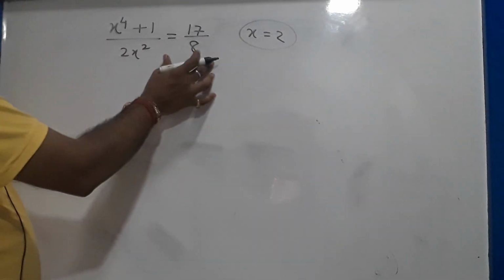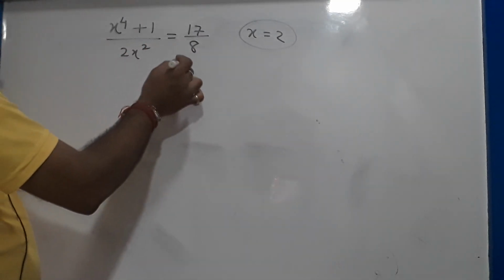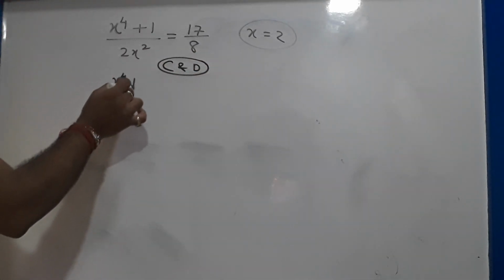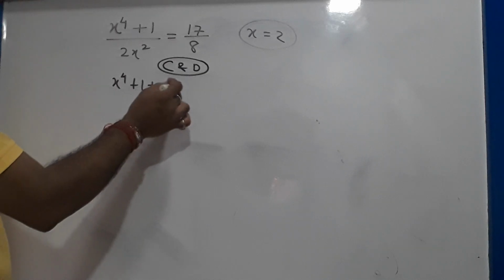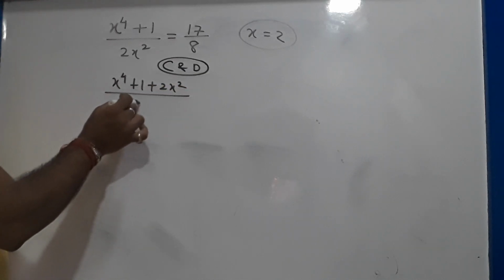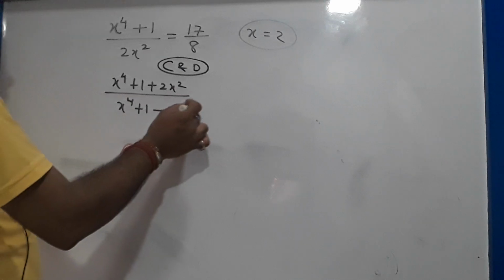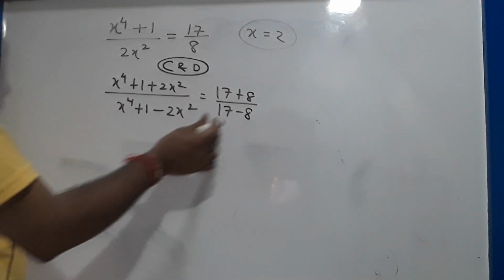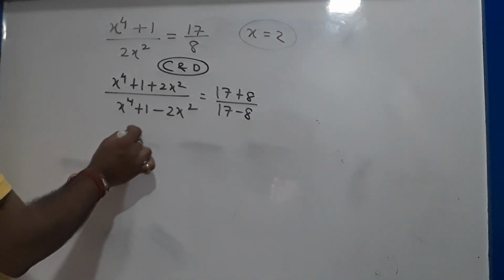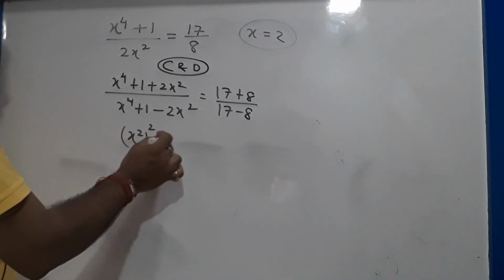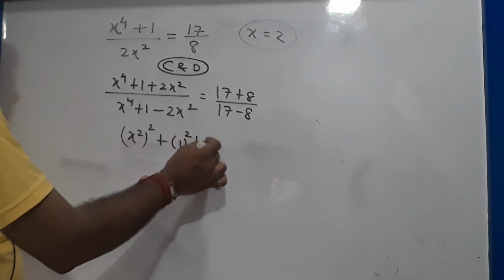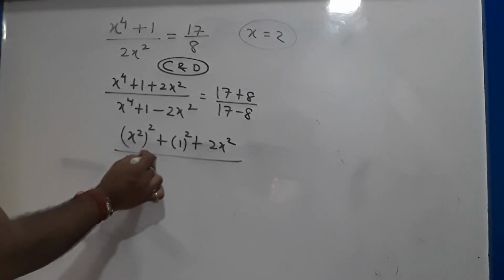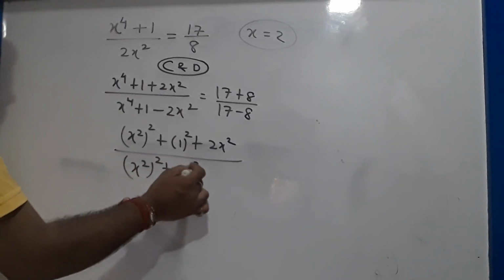So numerator, denominator both, we apply the C and D rule. So (x raised to 4 plus 1 plus 2x square) upon (x raised to 4 plus 1 minus 2x square) is equal to (17 plus 8) upon (17 minus 8). x raised to 4, I can write (x square) square, plus 1, I can write 1 square, plus 2x square, upon (x square) square plus 1 square minus 2x square.